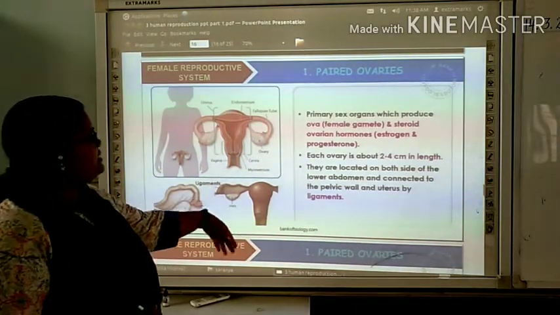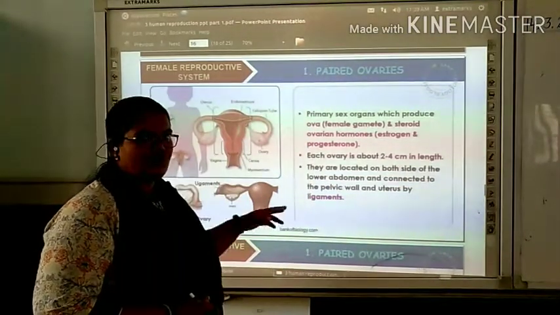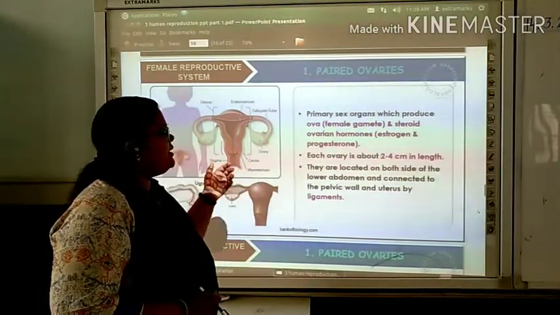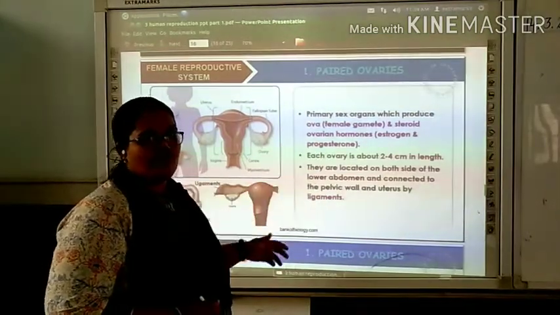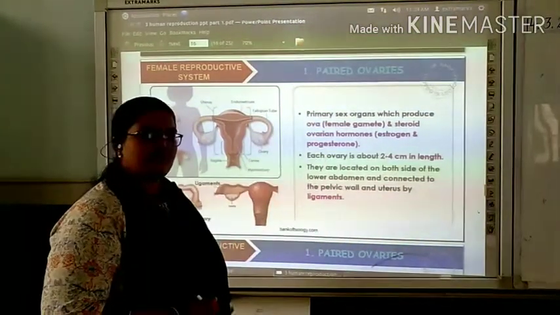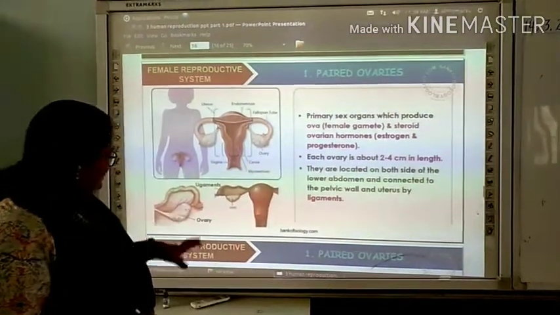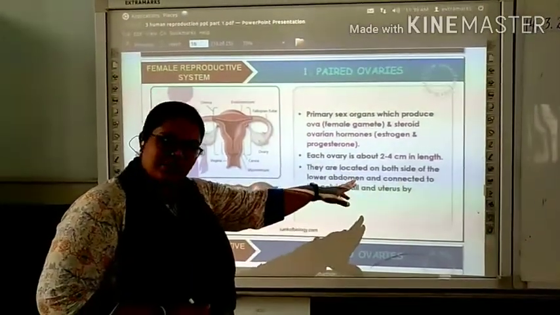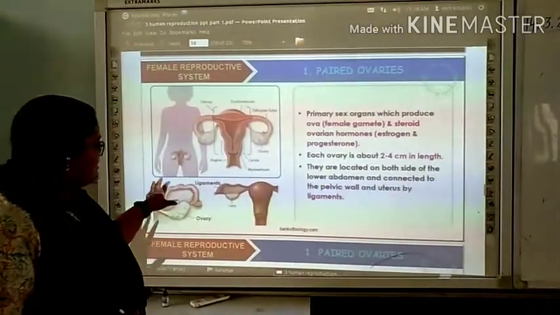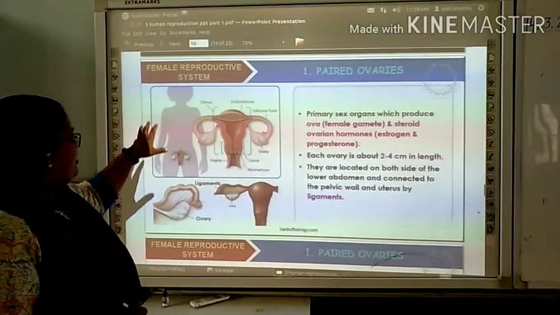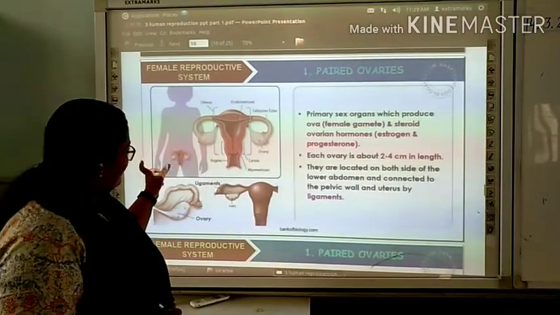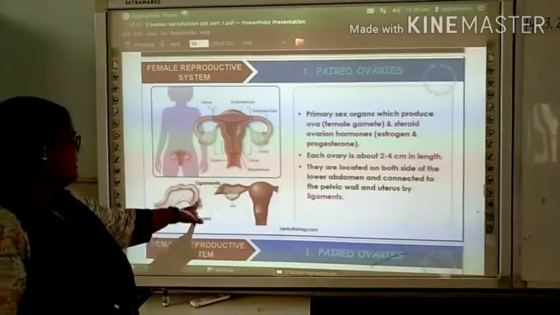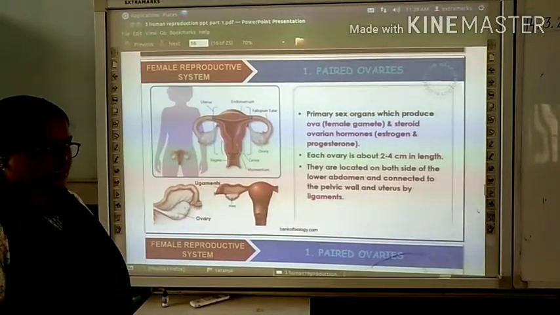Here you can see the primary sex organ, which produces the ova or ovum, and also the steroid hormones, the female hormones, estrogen and progesterone. The structure is about 2 to 4 cm in length, located in the lower abdominal part, and connected to the pelvic wall and uterus by connective tissue, which is the ligaments.